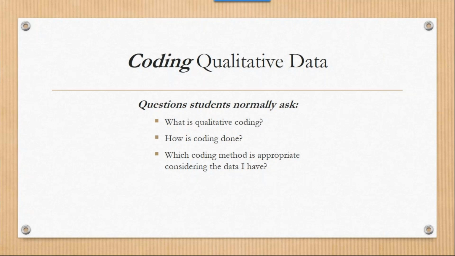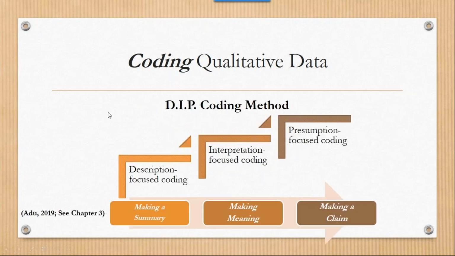And how is coding done? I explained in my book how it's done, and gave a lot of examples, and which coding method is appropriate considering the data I have. I also answered this question in my book. So in my book, I try as much as possible to make things very simple for students, especially those who are new to analyzing their qualitative data.